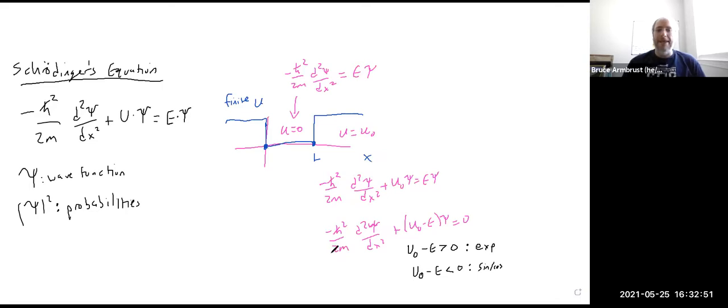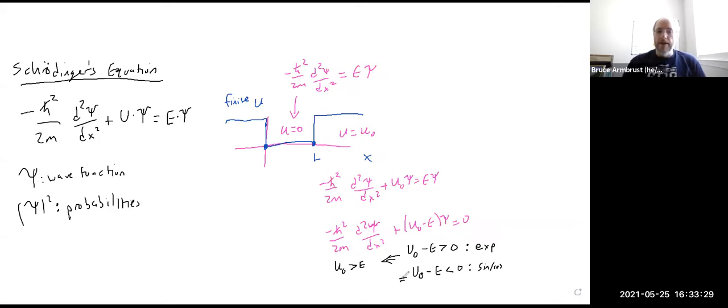So let's think about what that means in terms of this situation. So if U naught minus E is less than 0, that suggests that U naught is greater than E. So that means that the amount of potential energy you need to get outside the box is more than the energy that's actually in the particle. Right. So the particle just doesn't have enough energy to get outside the box is basically what that's saying.